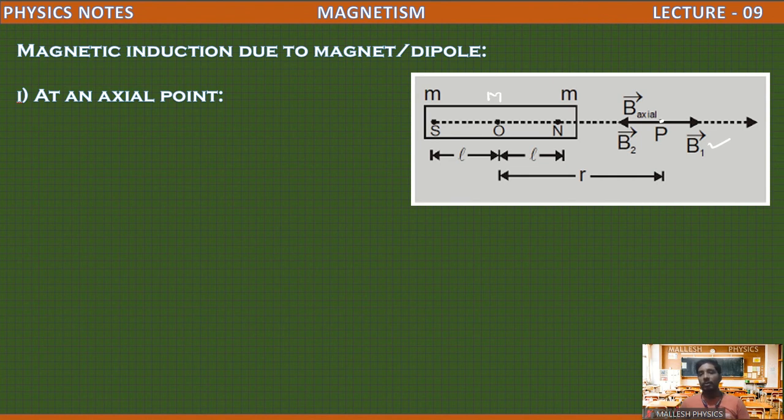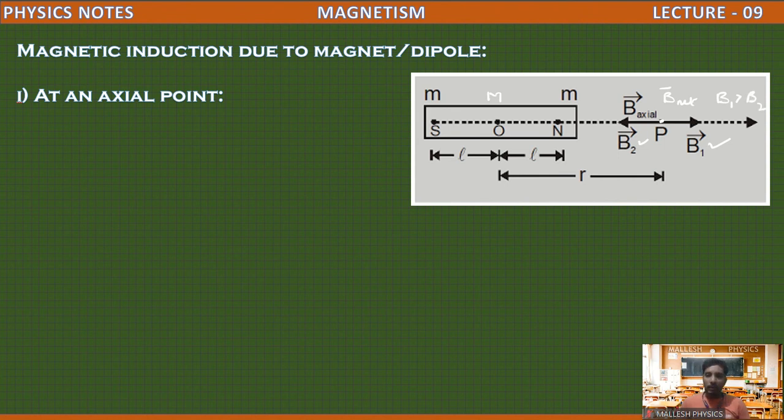And due to the south pole of the bar magnet, the magnetic induction acts towards it. Why? Because that unit north pole will be attracted towards the south pole. So the magnetic field acts towards the south pole. That is B2. As the magnitude of the magnetic induction due to the north pole is greater than that due to the south pole, the resultant net magnetic field acts away, because B1 is greater than B2 as the north pole is nearer to the point.